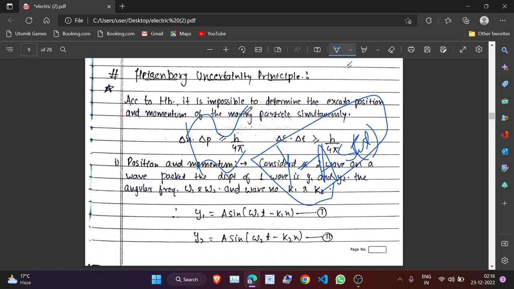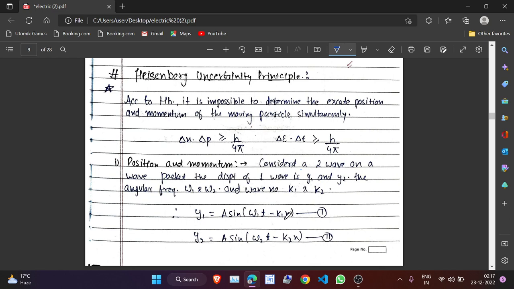But if we are discussing a special type of wave, we have taken two waves. The first one we named y1, and the second one we named y2. We have chosen their angular frequencies. The y1's angular frequency is omega 1 and y2's is omega 2 respectively, and the same in the case of k1 and k2. So according to our first equation, y1 is equal to a sine omega 1 t minus k1 x.